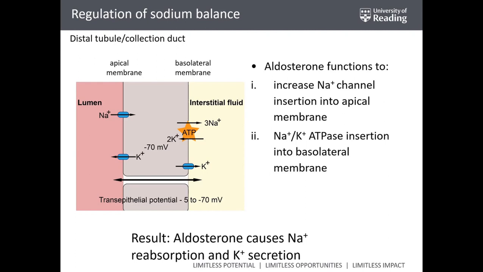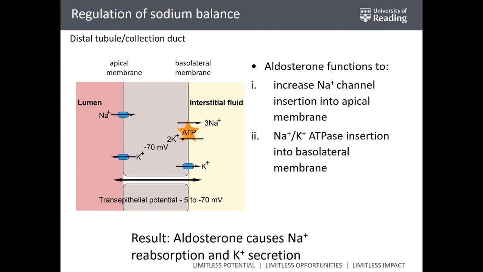So aldosterone acts on the epithelial cells of the distal tubule and of the collecting duct and promotes the insertion of sodium permeable channels on the apical membrane. But that in itself wouldn't be enough, because once I have the hole in the membrane that allows the passage of sodium, I need energy to move sodium from the lumen into the interstitial fluid.